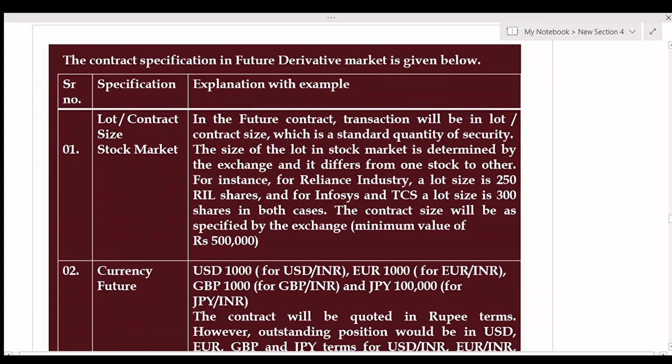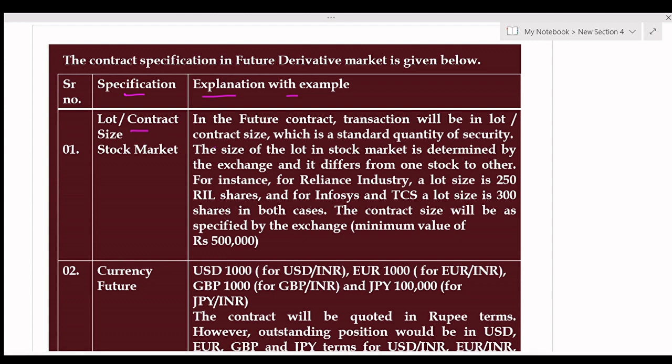Contract specification in the future derivative market is given below. Specification, explanation with example. Lot or contract size. Lot size is the minimum standardized quantity of stock or derivatives per contract, for example 1 lakh in the case of a currency derivative of JPY. Contract size is the number of lots multiplied by the lot size.